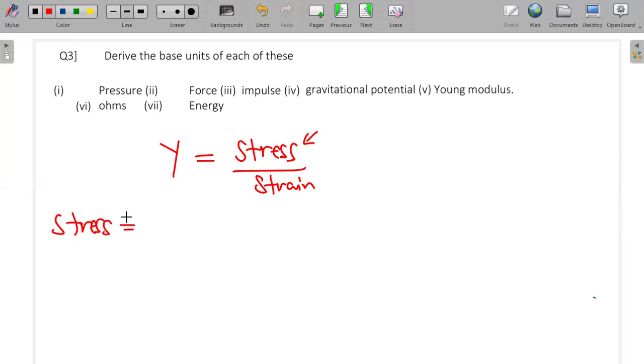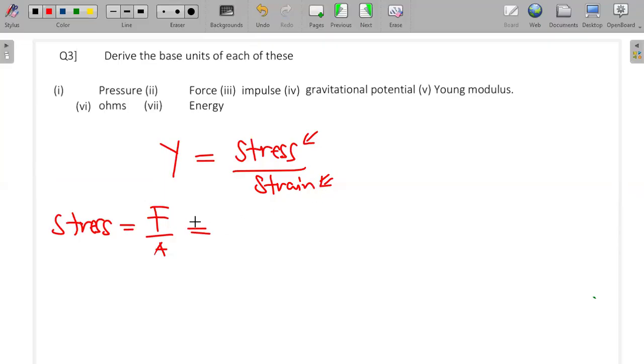Okay, it's the same as pressure. And then on number 1, we said pressure was force over what? Area, right? That's what we said on number 1. And then this strain here, strain has no units. It's dimensionless, okay? So meaning it's not going to contribute any units there. So the base units for Young's modulus will only depend on the stress because it's the one that has dimensions. This strain here does not have dimensions, okay?